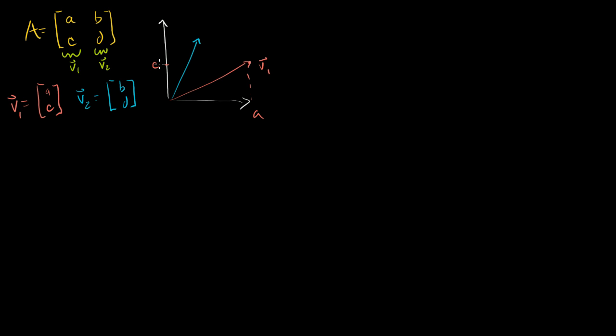And then V2, let's just say it looks something like this. Let's say that they're not the same vector. So V2 looks like that. V2, its horizontal coordinate is going to be B, and its vertical coordinate is going to be D.